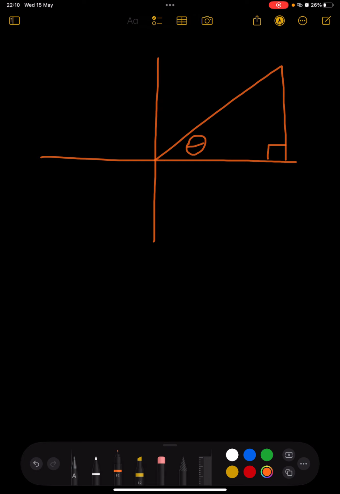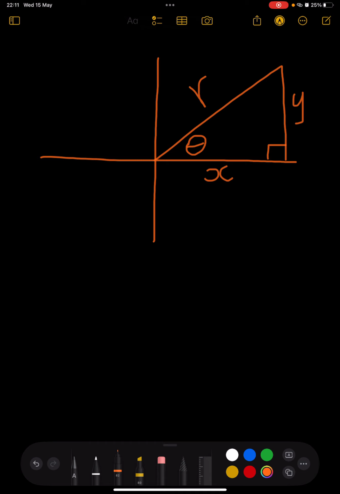And ladies and gentlemen, we know that this is the x-axis, so this length here I'm going to call x because it's along the x-axis. Then this length here I'm going to call y, because this is parallel to the y-axis, so the length must be the same. And then this one here we're going to call r, for the hypotenuse. Sometimes we can call it h.